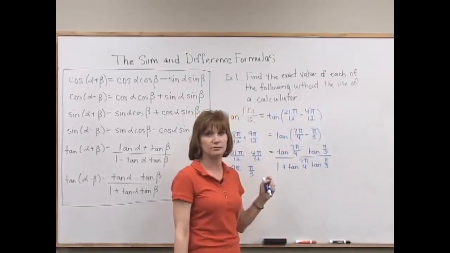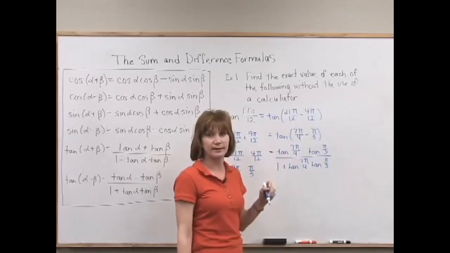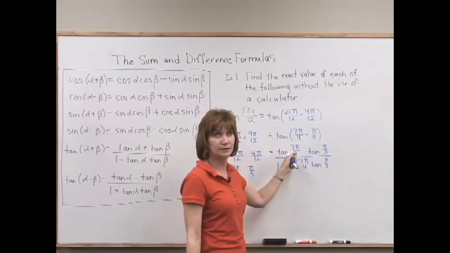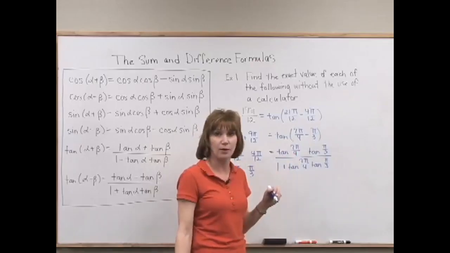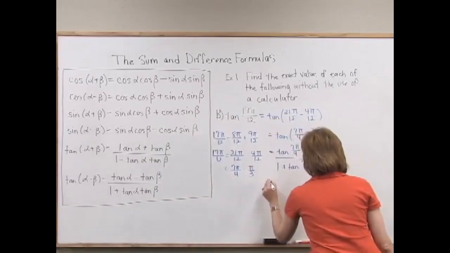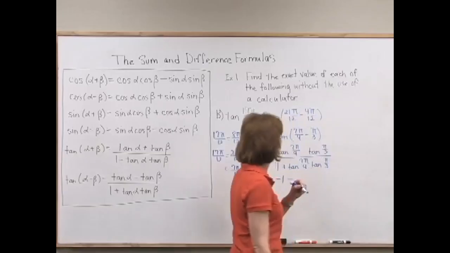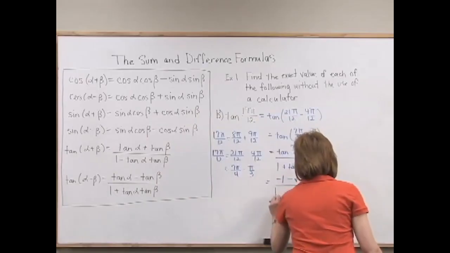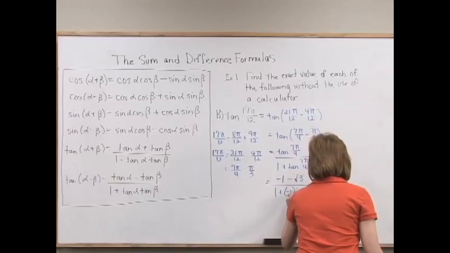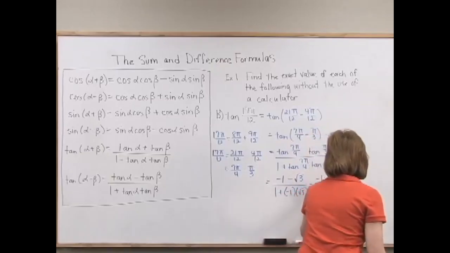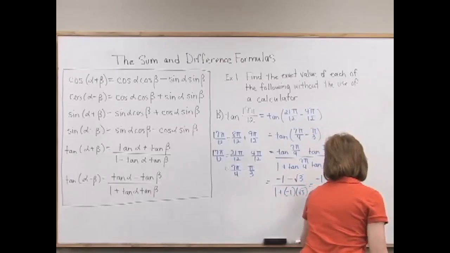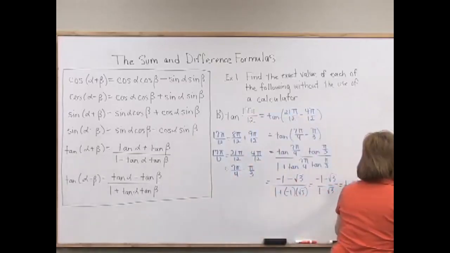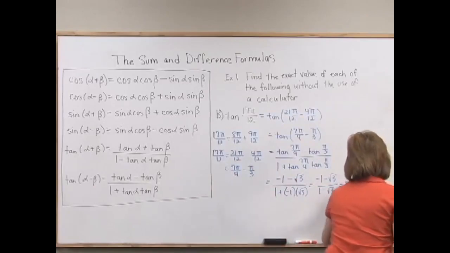Again, these should be values that you know very well at this point. The tangent of 7 pi over 4, well, the reference angle is pi over 4. Tangent of pi over 4 is 1, but remember 7 pi over 4 is in quad 4, where the tangent is negative, so this will be negative 1. The tangent of pi over 3 is the square root of 3. So plugging in those values, we get negative 1 minus the square root of 3 over 1 minus the square root of 3. So this is equal to the tangent of 17 pi over 12.